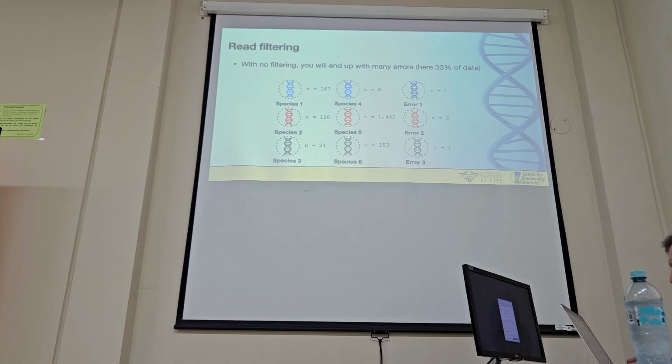If you have no filtering, if you just say, okay, this is my data set, 1/3 of your data is an error. Okay? 1 in 3. That's not good. So you'll say we have 9 species. It's a mistake. You have 6, right?